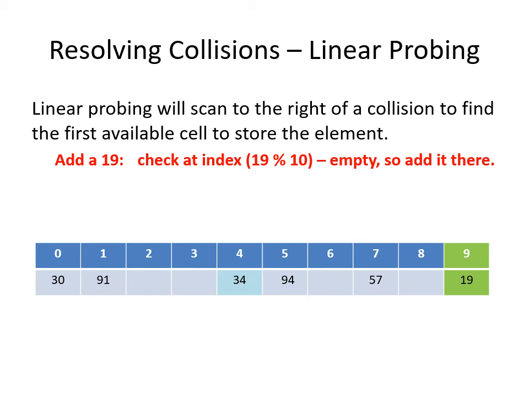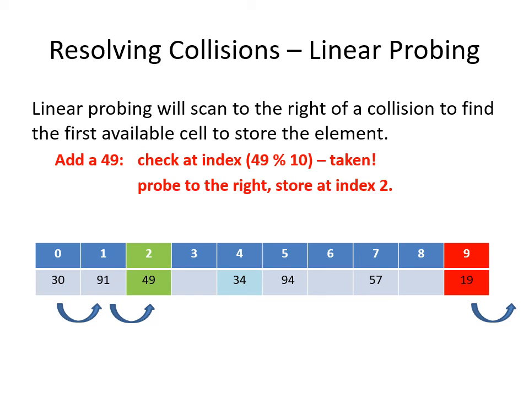If we want to store a 19, we go to look at index 9. It's empty, so we'll go ahead and add 19 at index 9. We want to store 49, so we mod that by 10. We check index 9, we see it's already taken, so we probe over to the right, but we're at the end of the array, so it's going to wrap back around to index 0. But that's taken, so we'll check index 1, and that is taken. And the first open spot that we find is index 2, so we'll store our 49 there.